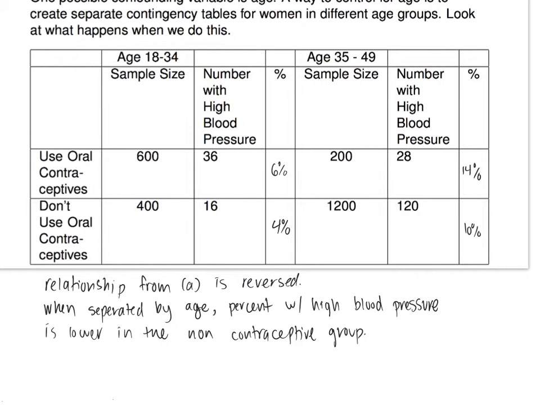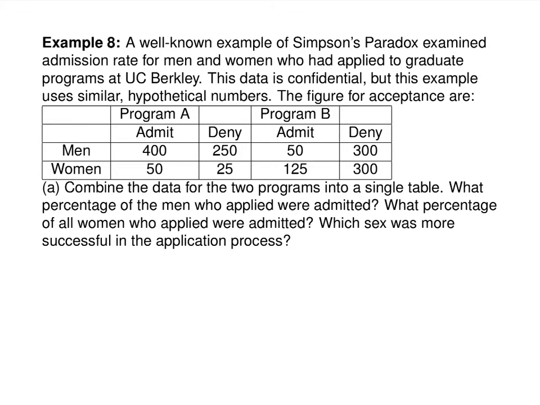And I think the next one is actually a pretty famous example. I said that lawyers love stuff like this because they can spin the numbers however they want to make their case, right? So here's an example of Simpson's paradox. This looked at the admission rate for men and women that applied to graduate programs at UC Berkeley. There was suspicion that there might be some kind of sexism going on here. And the actual data is confidential, but this example uses similar hypothetical numbers.